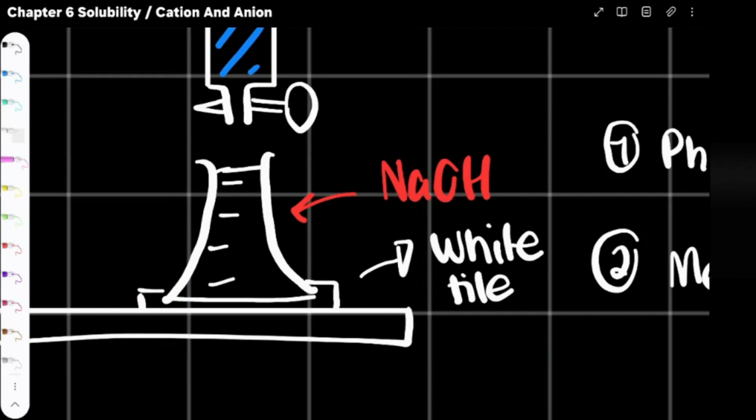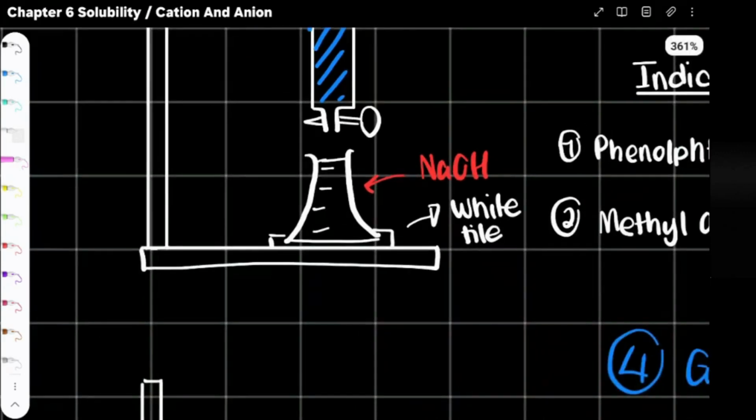I don't know why people cannot answer. The tile is actually for you to see the color change better. Imagine you're seeing from here. It's very hard to notice the different color, right? So that's why you have to put the white tile here. The white tile allows you to see the color change. Use common sense.